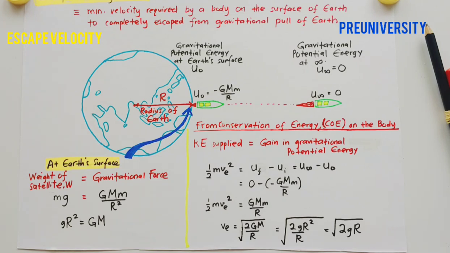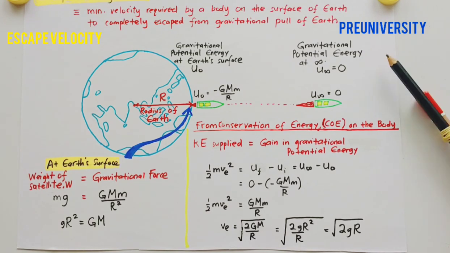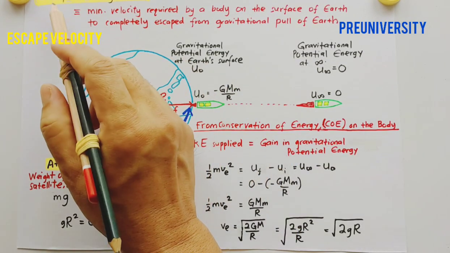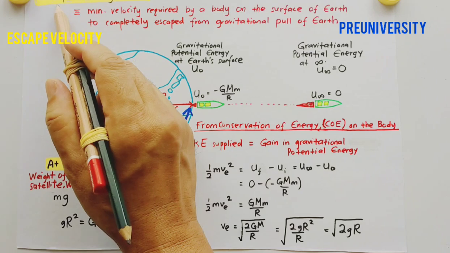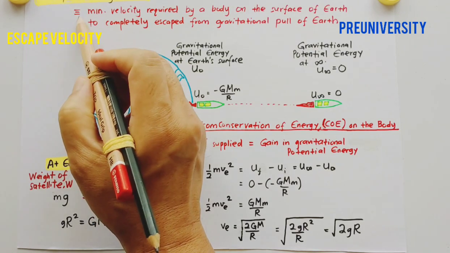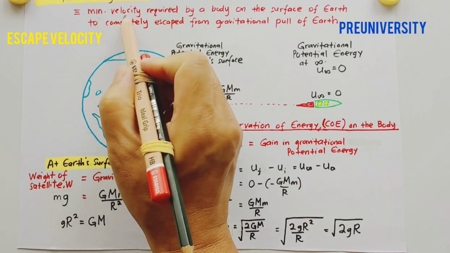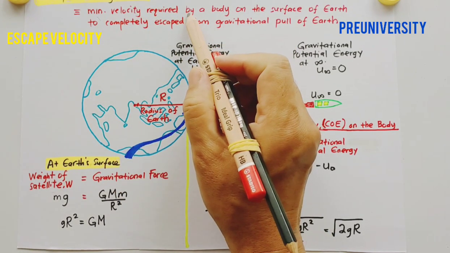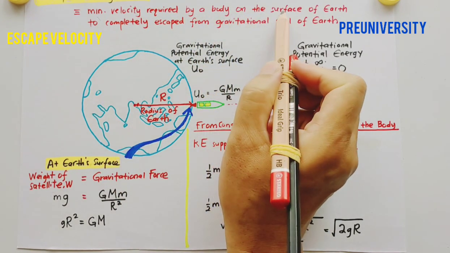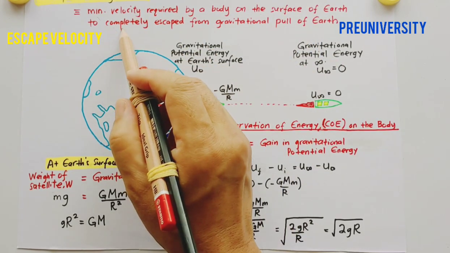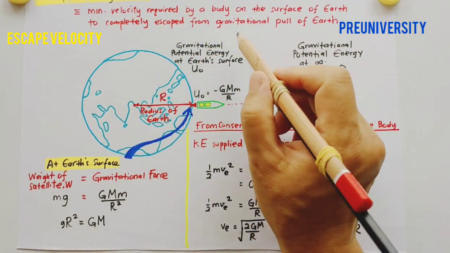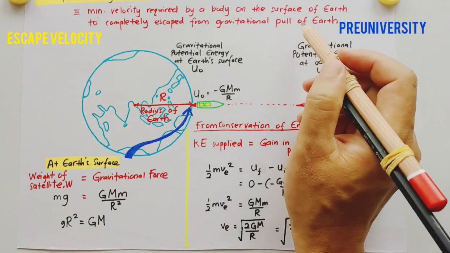Today we need to understand the concept of escape velocity. So the definition of escape velocity is the minimum velocity required by a body on the surface of Earth to completely escape from the gravitational pull of Earth.